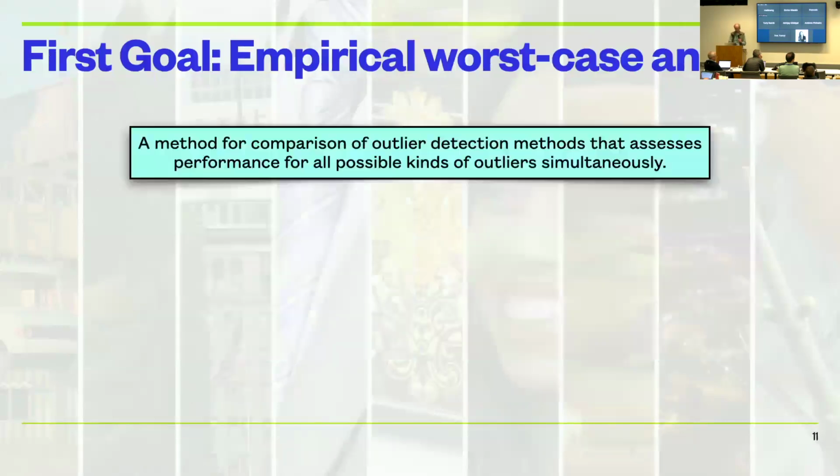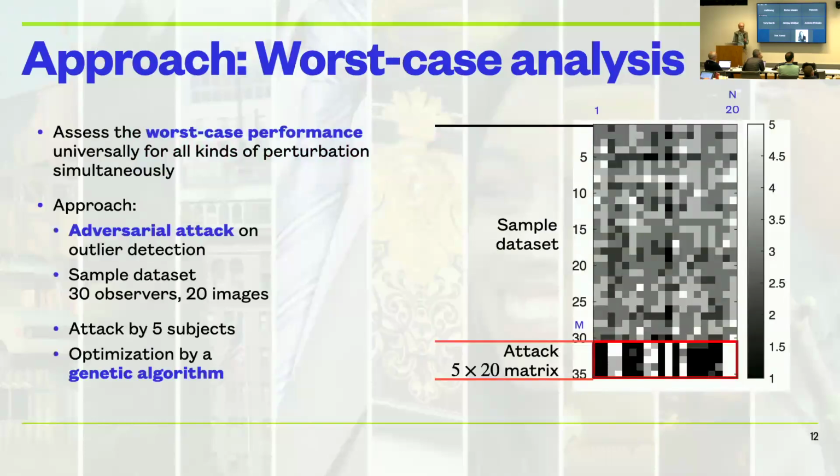It would be so good to have a way to assess an outlier detection method that works for all possible kinds of outliers, not just spammers or noise injection, but for everything. Okay, so how could we approach this? We need a worst case analysis. And for this approach, we propose an adversarial attack.